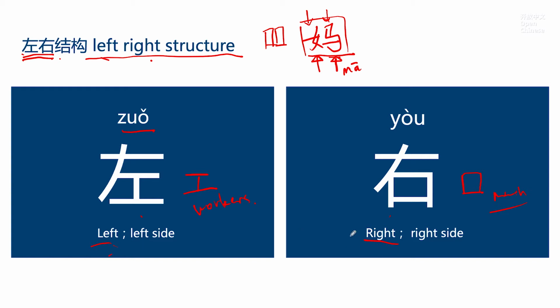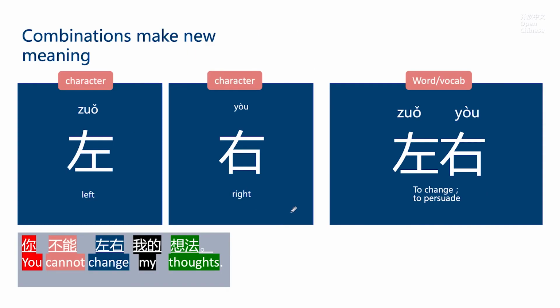Okay, so when we put 左 and 右 together to make a new word, what do we have? It's also pretty obvious. 左 means goes left and 右 means goes right. So 左右 together makes a verb, meaning to change or to persuade. Like, you cannot change my thoughts. 你不能左右我的想法. 左右 here suggests the meaning of change.